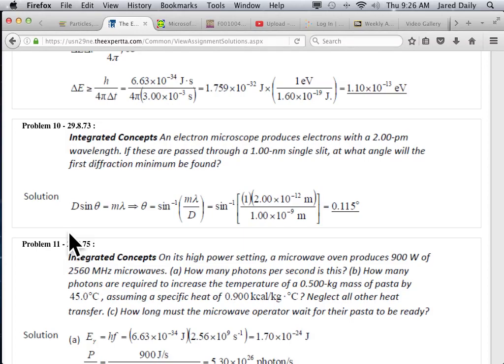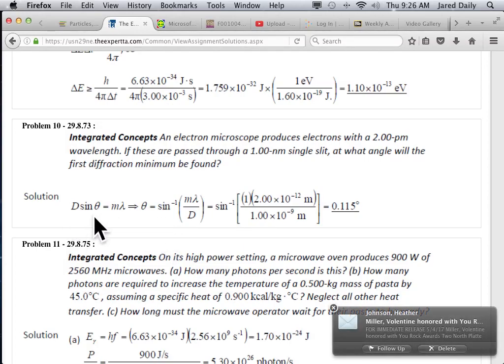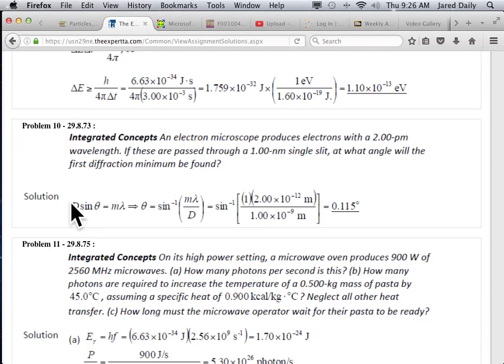This uses the same concepts as light going through a single slit, and so we use the same equation: d times the sine of theta equals m times lambda. The d here is the width of the slit, the m is the order of the maximum or minimum. So if it's first diffraction minimum, then m is going to equal 1. And then your lambda is, of course, equal to the wavelength. And then the theta is the angle that we're going to solve for.